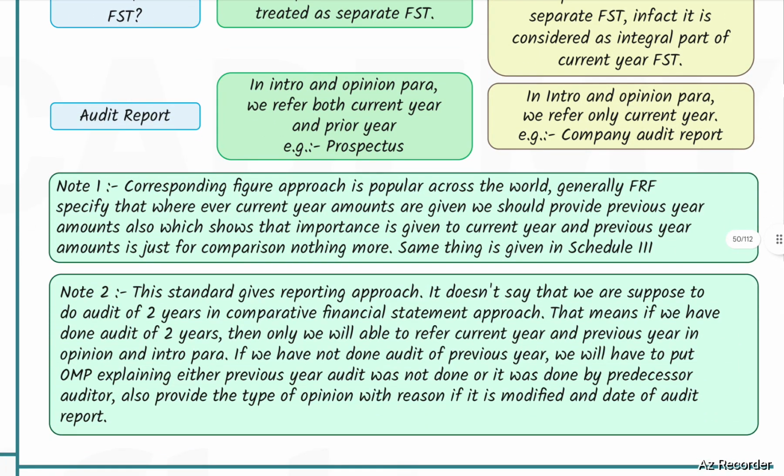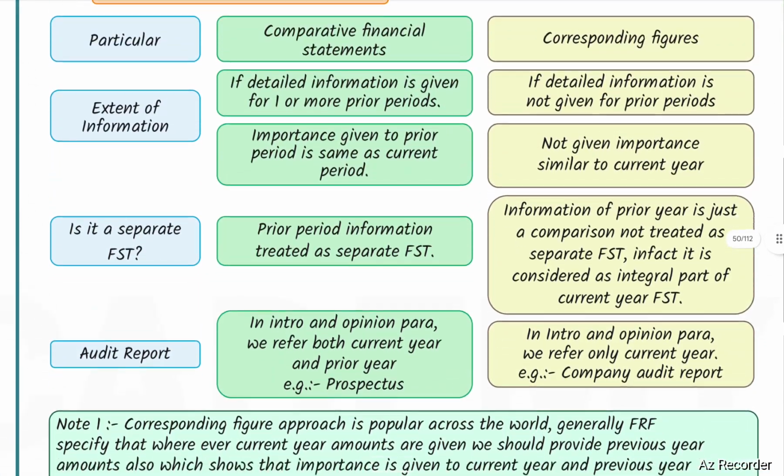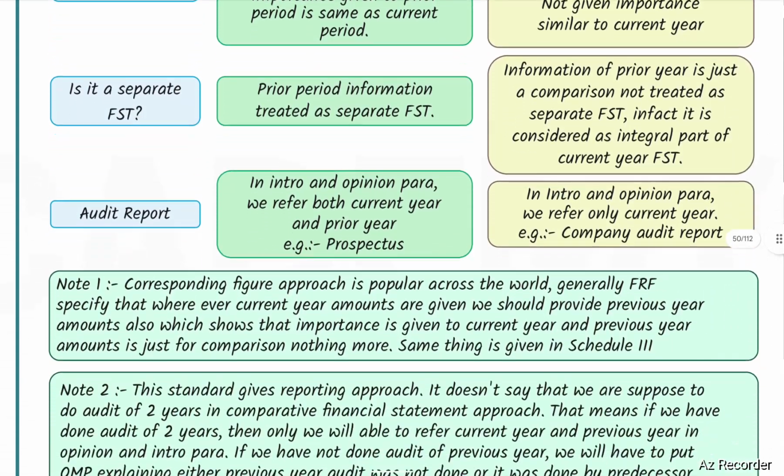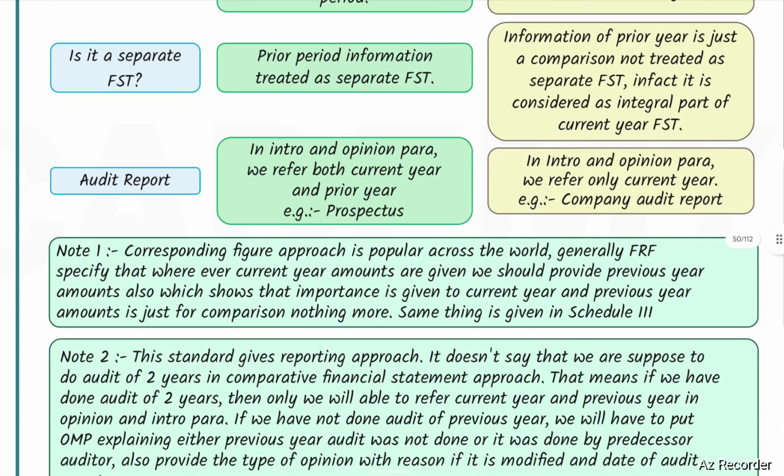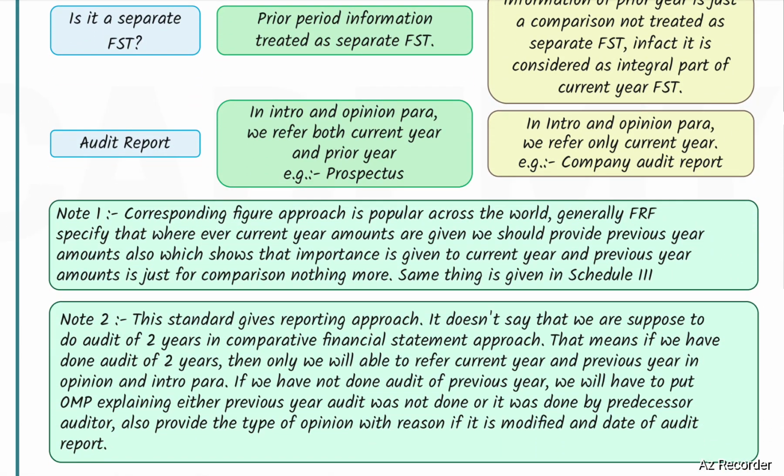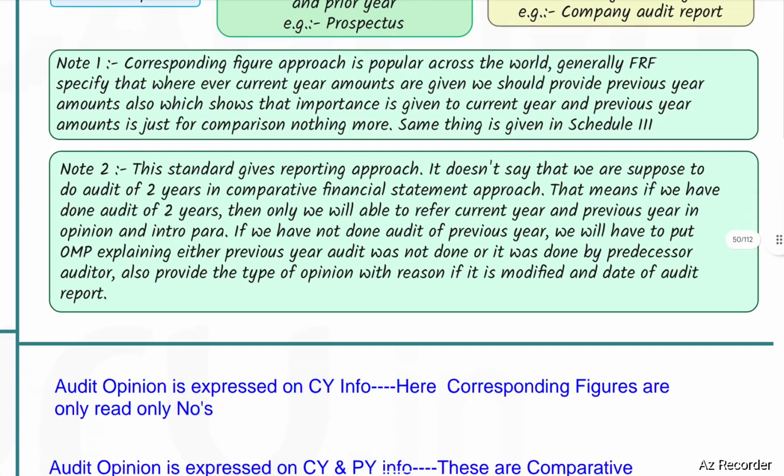The corresponding figure approach, that means the second one, is popular across the world. Generally, the financial reporting framework specifies that wherever current year amounts are given, we should provide previous year amounts also, which shows that importance is given to the current year and previous year amounts are just for comparison, nothing more. The same thing is given in Schedule 3. So, Schedule 3 follows the corresponding figure approach. This standard gives a reporting approach.